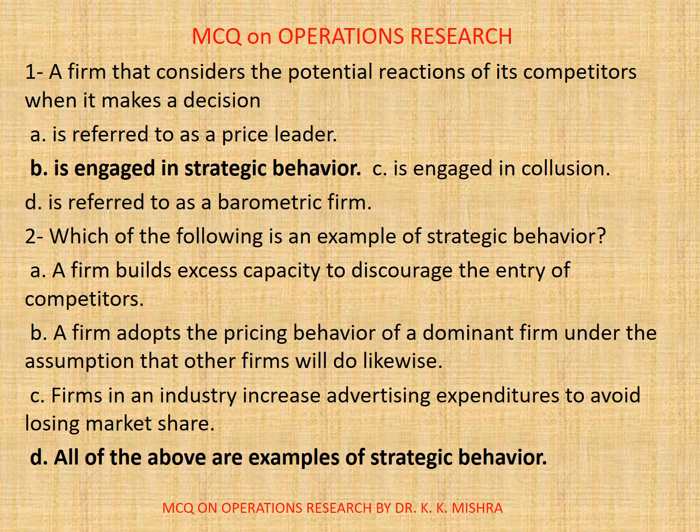2. Which of the following is an example of strategic behavior? A. A firm builds excess capacity to discourage the entry of competitors. B. A firm adopts the pricing behavior of a dominant firm under the assumption that the firms will do likewise. C. Firms in an industry increase advertising expenditures to avoid losing market share. Or D. All of the above are examples of strategic behavior. So the correct option is D. All of the above are examples of strategic behavior.